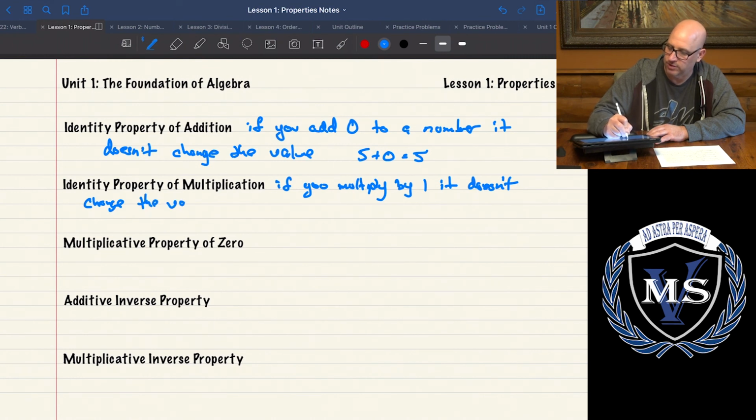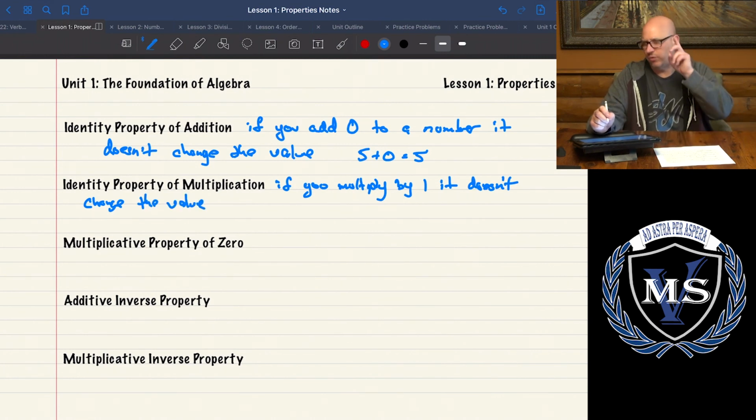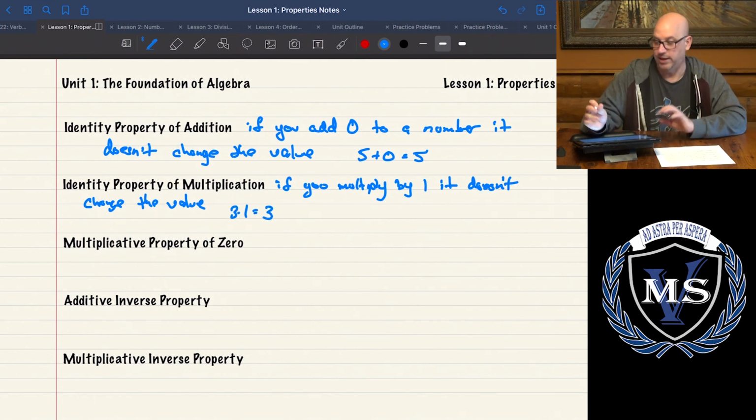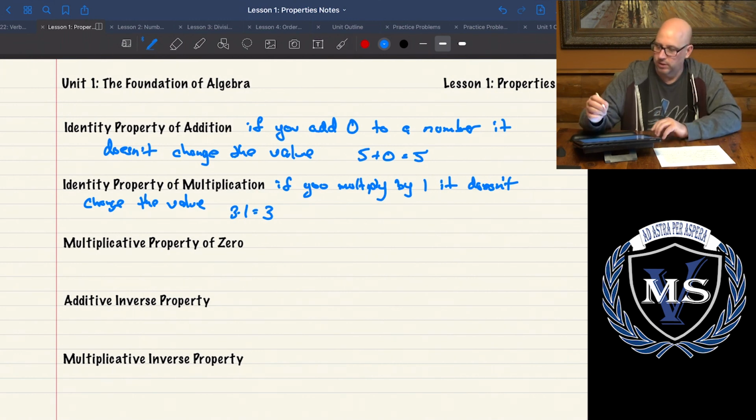Again with my handwriting, sorry. But now this is very useful for another thing, because here I could say something like 3 times 1 is equal to 3. Yeah, great. This is where it's going to be helpful later on though.